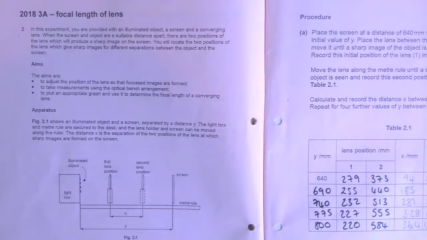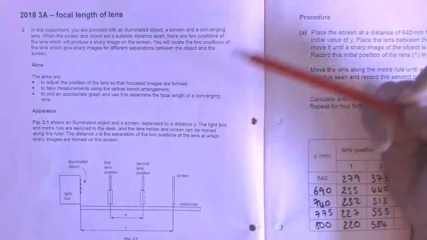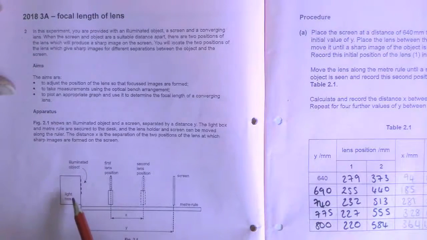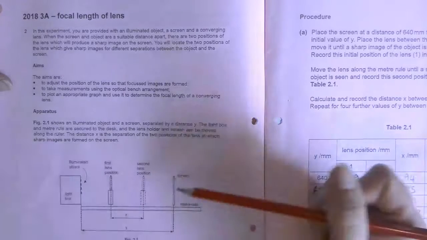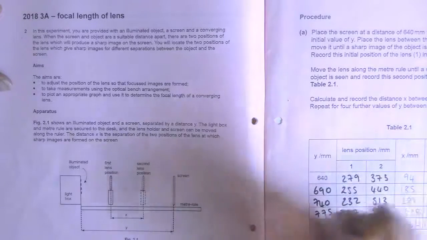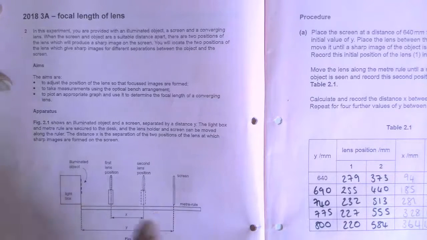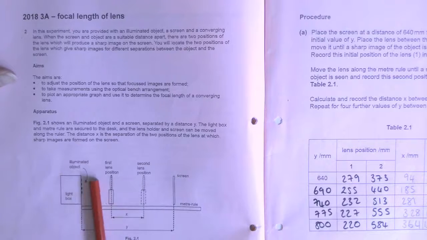Okay, so question 2 of this 2018 paper is about the focal length of a lens. Just read this again, but the brief summary of this experiment is that you've got an illuminated object. From memory, it was like a washer stuck on a bit of tracing paper with lines drawn in like a cross. Then you had a screen which was so far away, and a meter rule here so you could measure the distance. Then you had a lens that you had to move around.